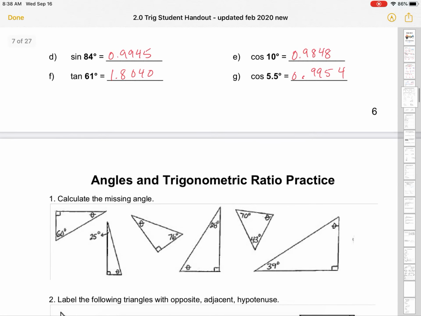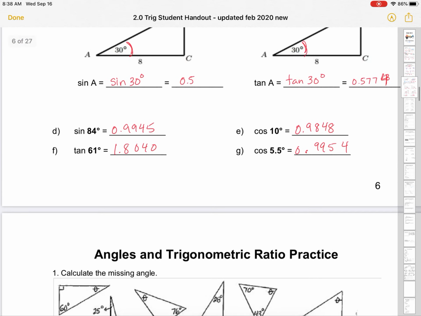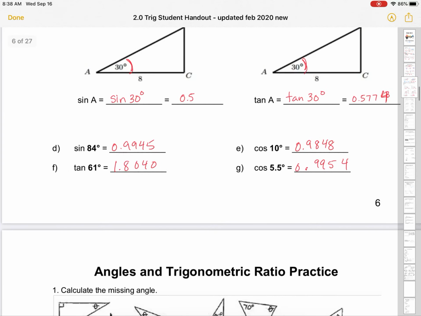Okay, now you have a chance for practice. So it's time to practice these skills.